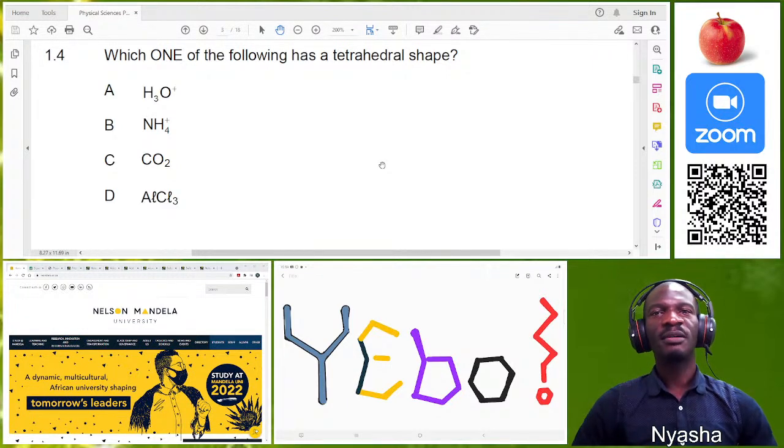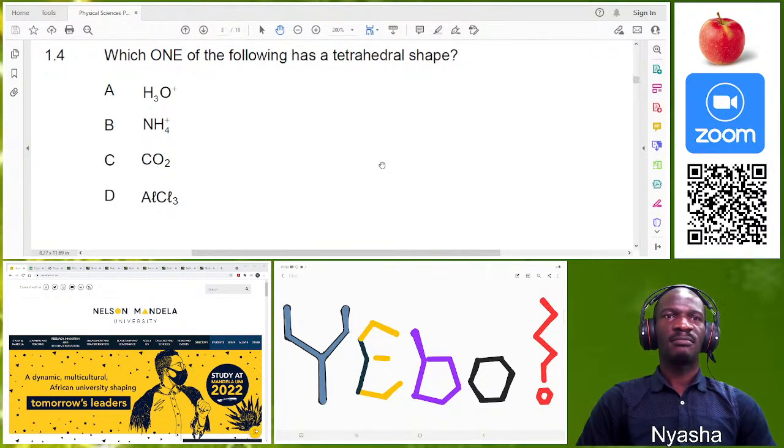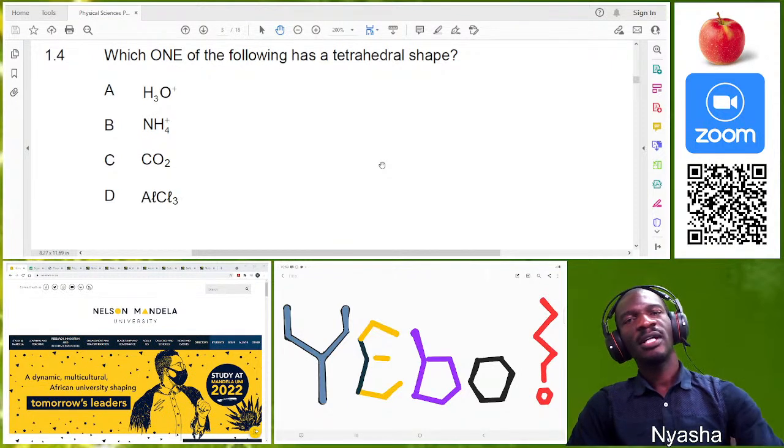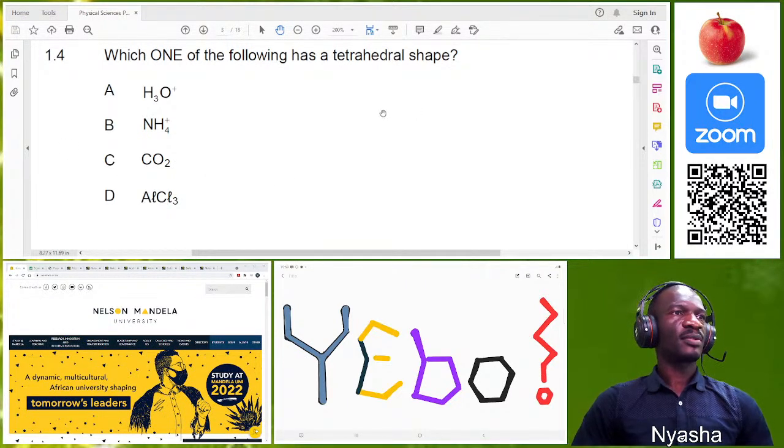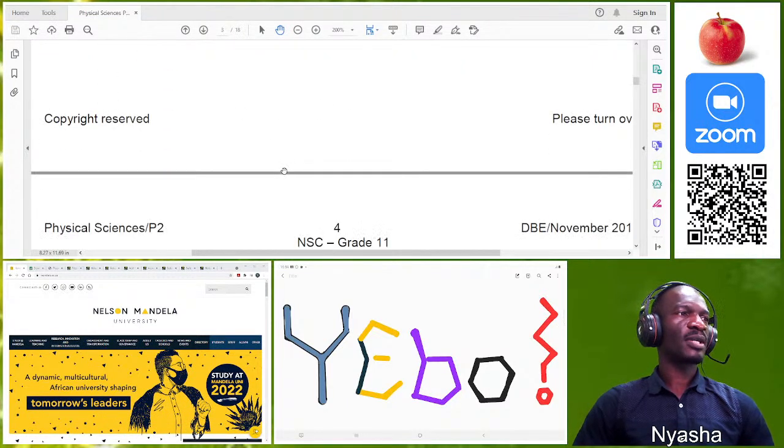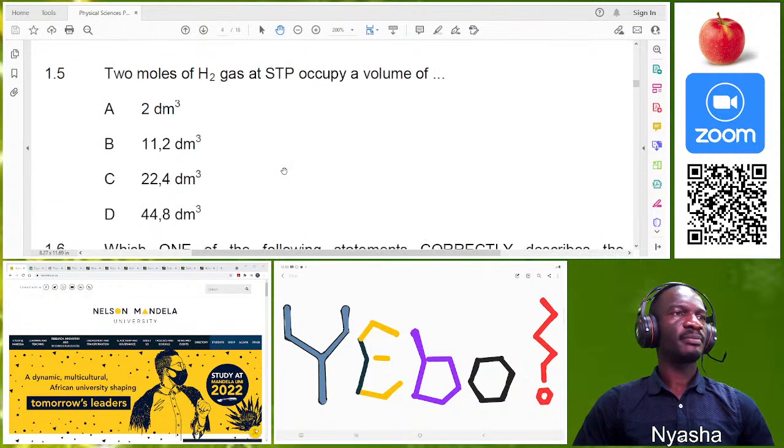How do we determine the shape of a molecule made of hydronium, a molecule made of NH4, and so forth? So your shape construction steps are what are being tested here. Right, so that will cover shape determination, how to come up with the molecular shape.